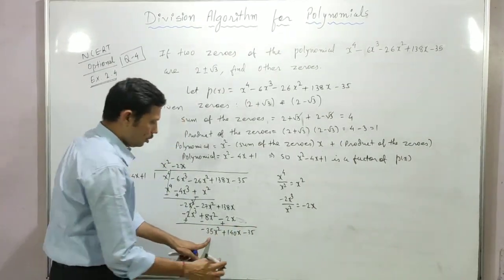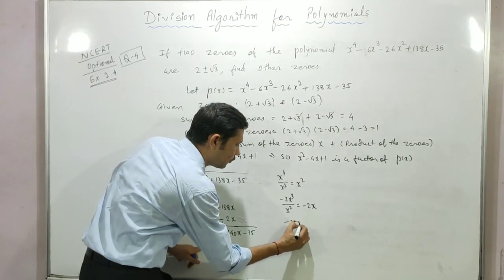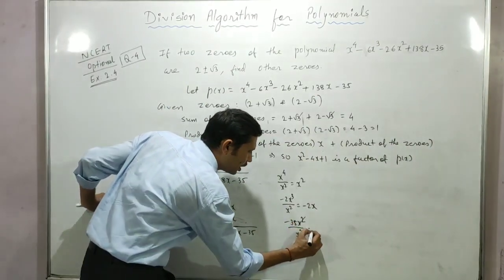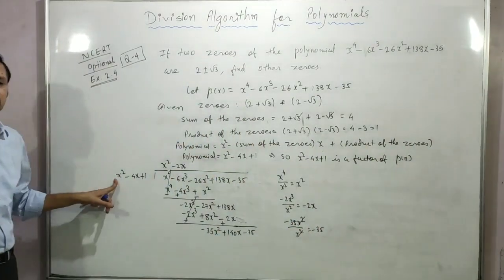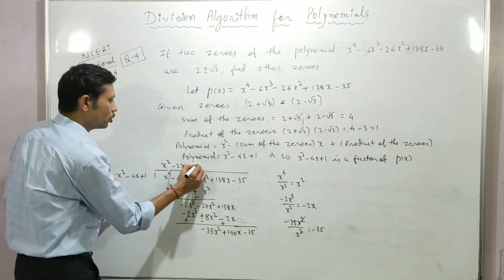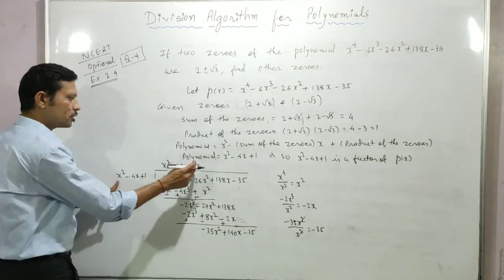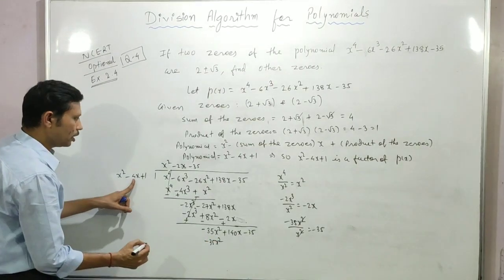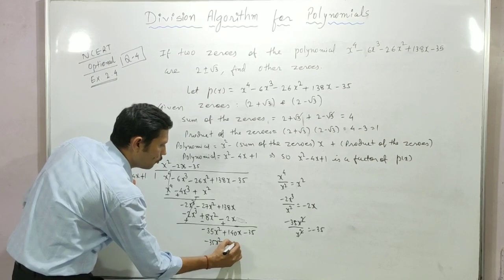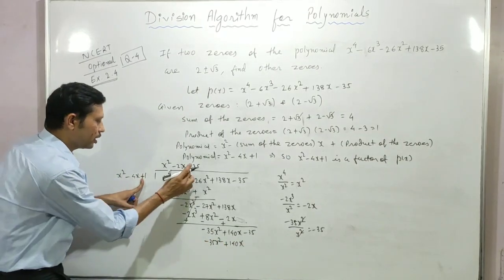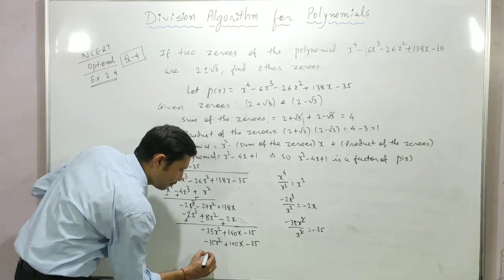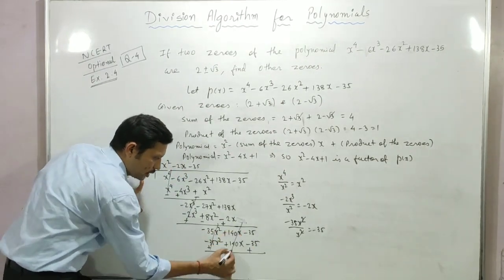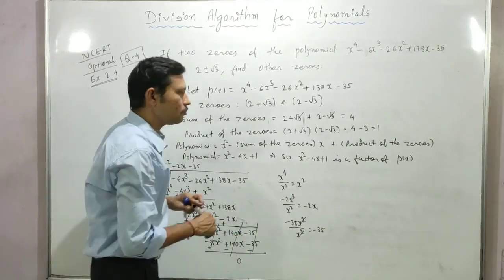Now for the first term of the dividend, minus 35x square, and the first term of the divisor, that is x square, x square cancels out. How much is left? Minus 35. So the third term of the quotient is minus 35. When I multiply minus 35 here, I get minus 35x square, plus 140x, and minus 35 ones are minus 35. When I subtract here, everything cancels out, so 0.